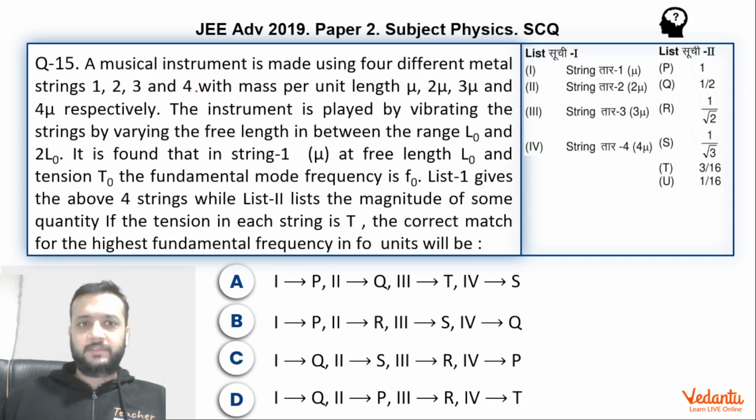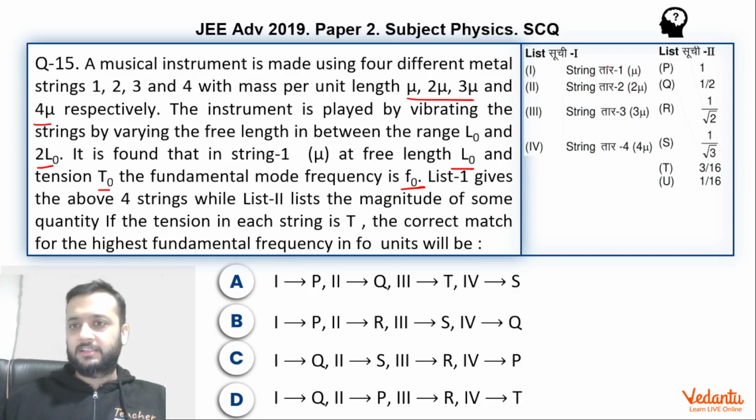There's an instrument which has 4 strings, and all the strings have different mass densities, mu, 2 mu, 3 mu, 4 mu. The length of each string can be varied from L0 to 2L0. If you talk about string 1, then the free length, that means the length of the string, is L0 for the first string, and the tension is T0, and the fundamental frequency is F0. Now there are two lists over here.